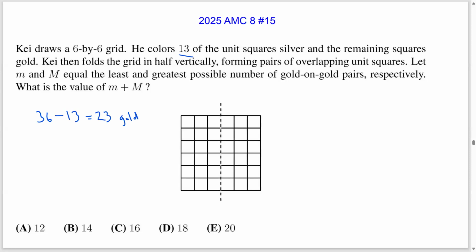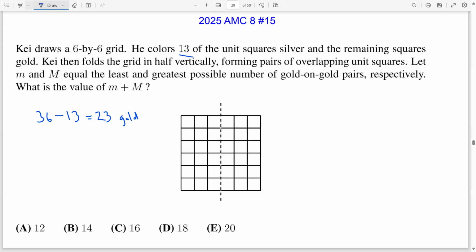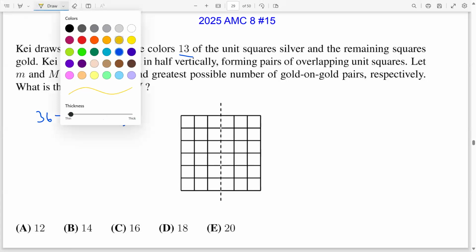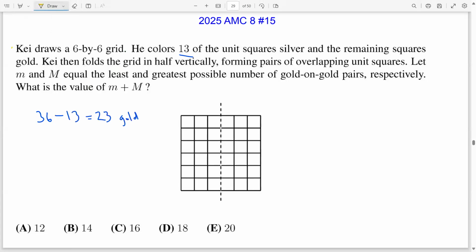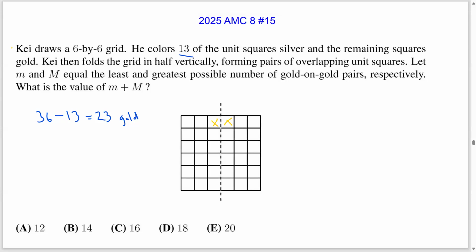So let's first maximize the number of gold-on-gold pairs. This happens when we have as many corresponding pairs as possible, meaning that for every gold square, the opposite square is also colored gold. So we want to maximize the number of these types of pairs. And we can see that we can achieve 11 pairs, because 23 divided by 2 is 11 with remainder 1.